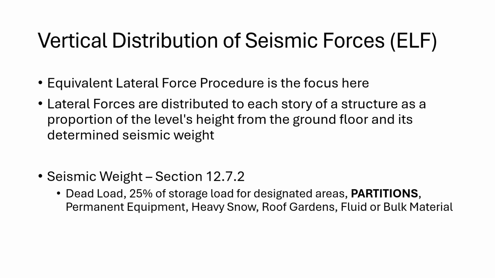Meaning if you have a 1,000 kip floor that's 20 feet above the ground floor, you're going to distribute that accordingly. And if you have on that same building a 1,500 kip floor that's 30 feet above the ground, that's going to get more because you have a greater proportion of height and weight relative to the total height and weight of the structure.